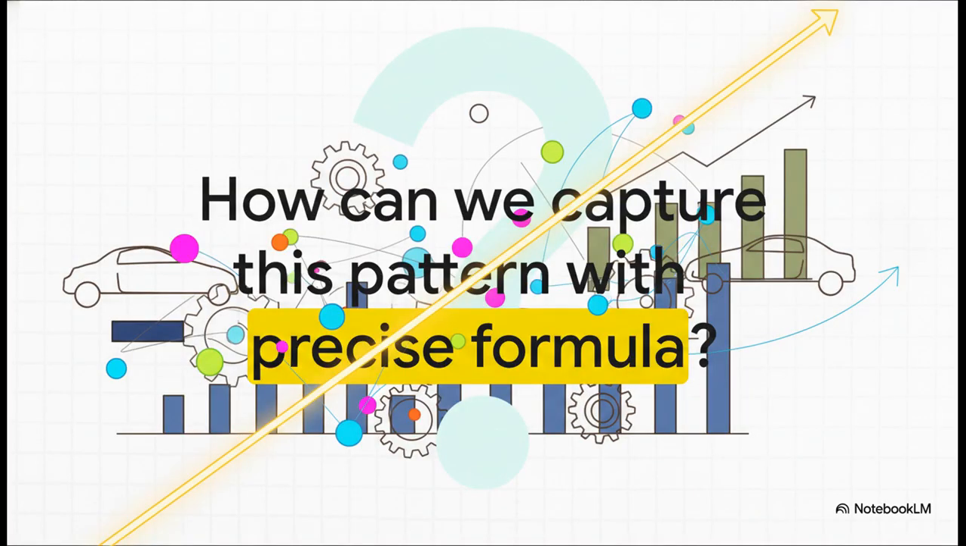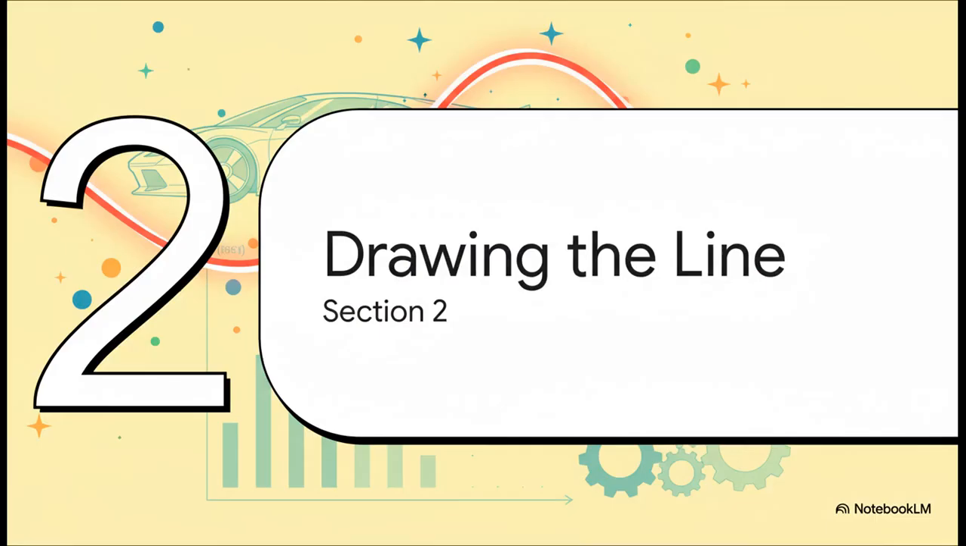Okay, so seeing a trend is great. It's a huge first step, but it's not enough. It's not precise. So the big question now is, how do we take this cloud of dots and turn it into an actual tool we can use to predict things? What we really need is a single, straight line that can just slice right through the middle of this data and tell us its story. And that, my friends, brings us to our next step: drawing the line.